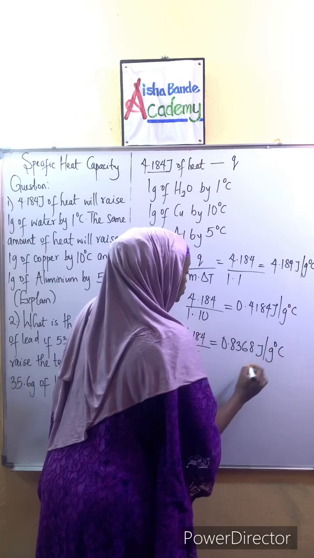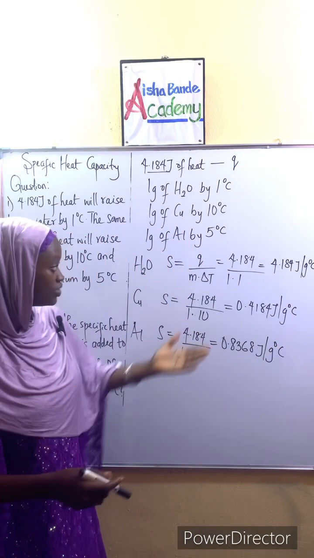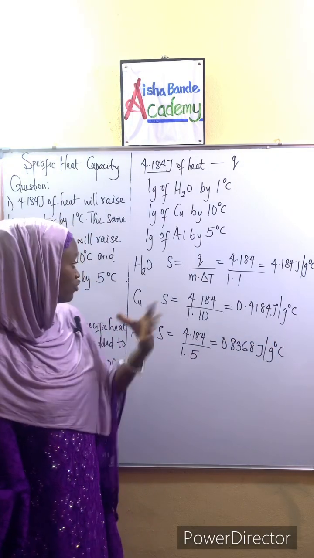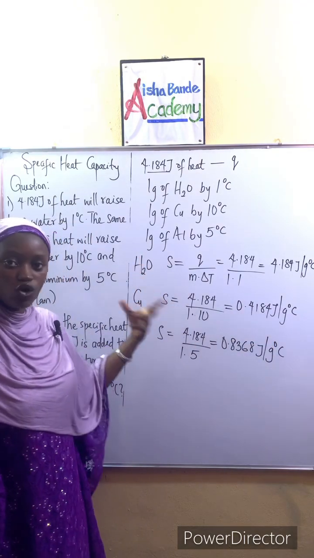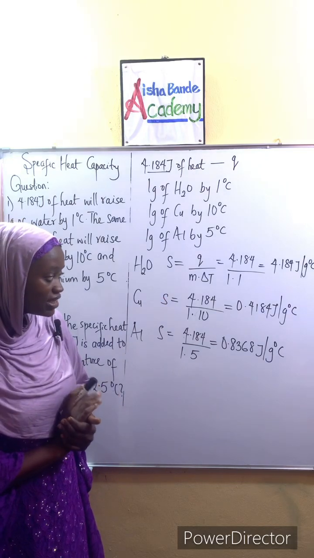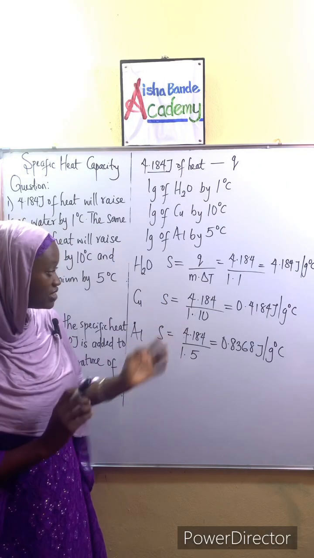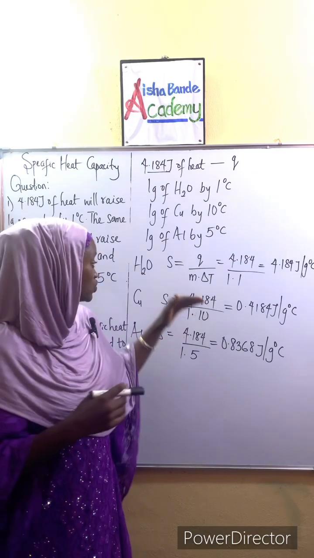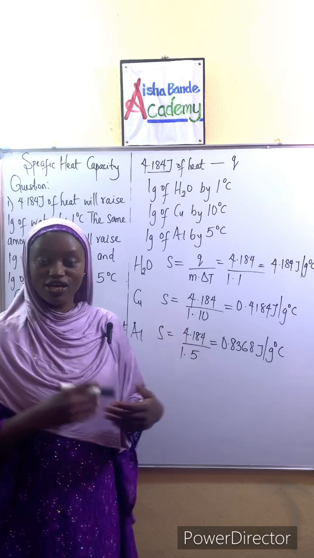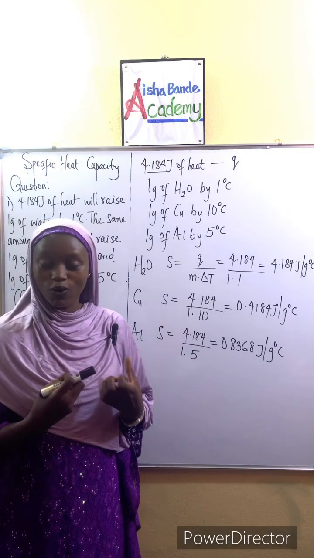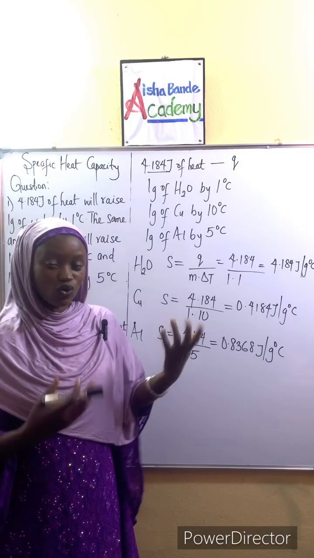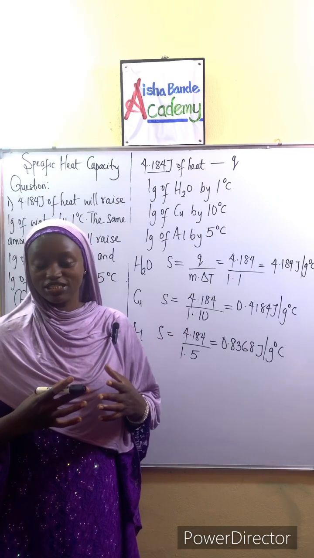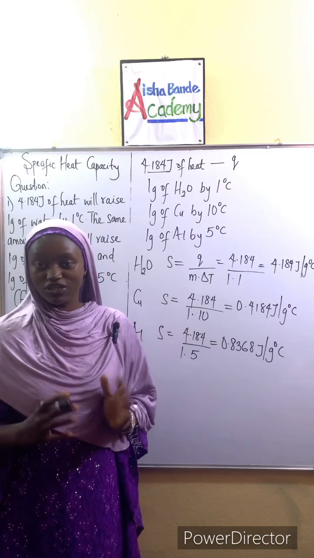Making a comparison, looking at the three answers we have for the specific heat of water, copper, and aluminium, we can deduce that water has a higher specific heat capacity compared to aluminium and copper. This shows that water can absorb or release more energy or heat compared to aluminium or copper. Therefore, water has the ability to keep the temperature of its body constant.